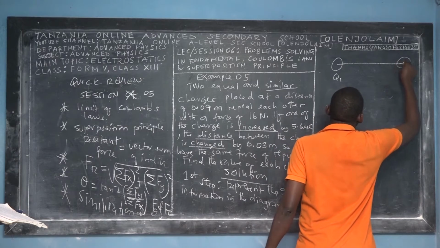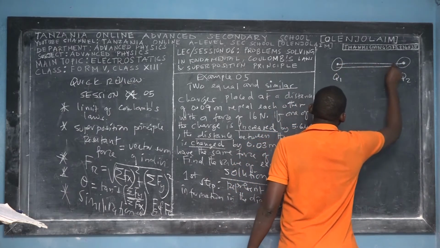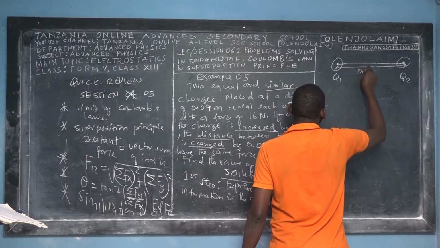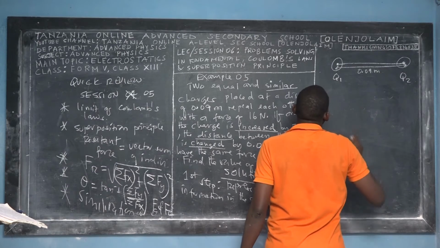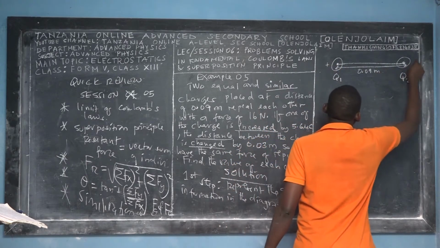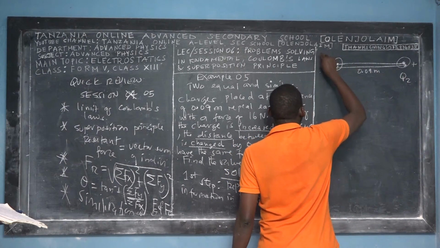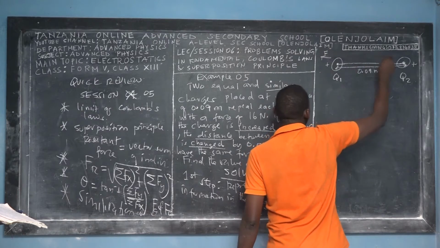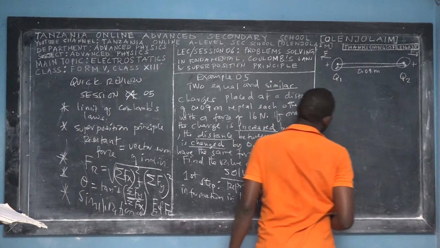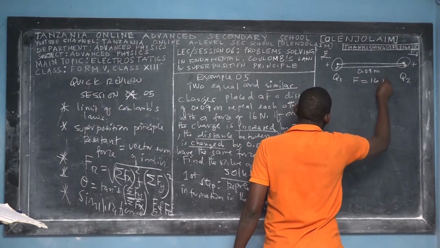If you remember, in session 5 we spoke about this. The distance between them, according to the question, is 0.09 meter. And the force of repulsion, because this is a positive charge and this is a positive charge, this one will be pushed away by the force of repulsion. The force of repulsion for this case is equal to 16 newton.